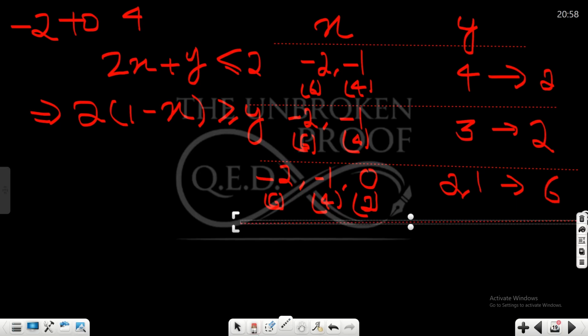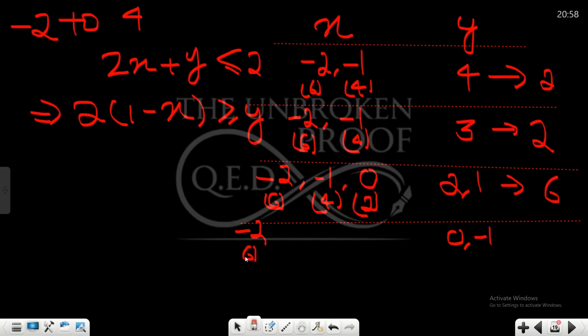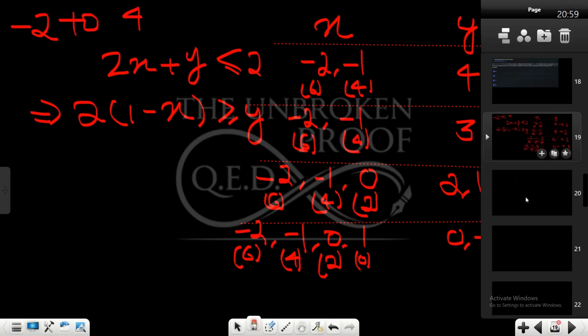Now if you take y as 0 or minus 1, possible cases are minus 2 because you'll get 6, minus 1 because you'll get 4, 0 because you'll get 2, and if you place 1, you will get 0 over here because equality is also there. So finally here you will get 8 cases, 4 into 2 is 8.